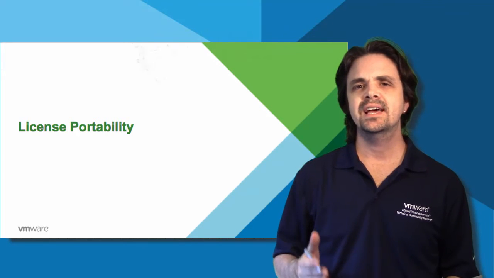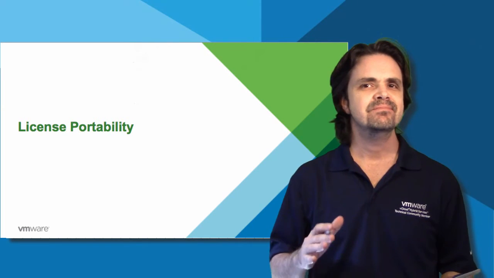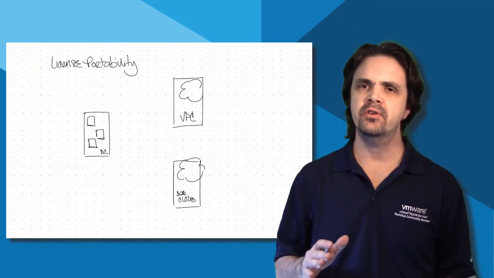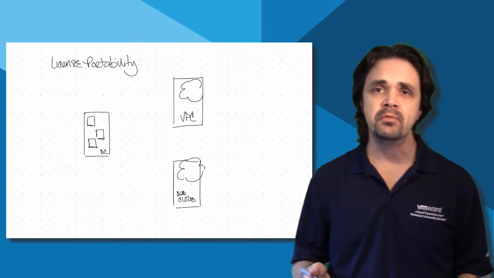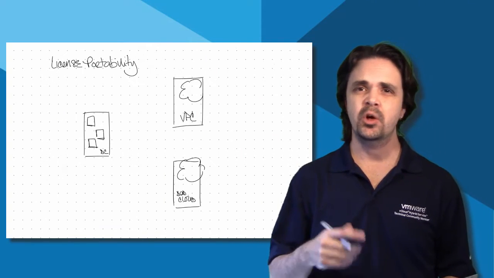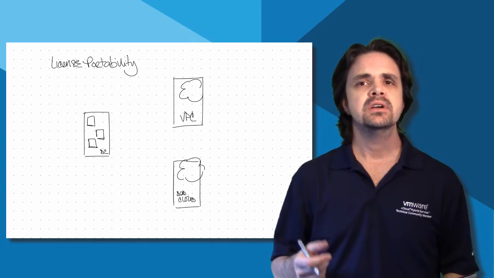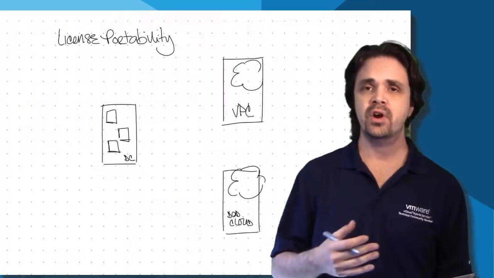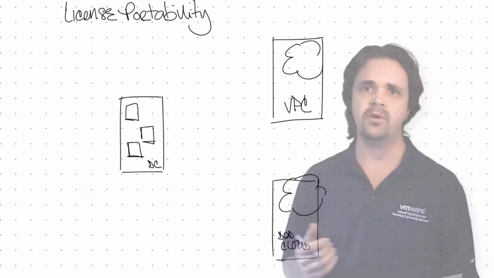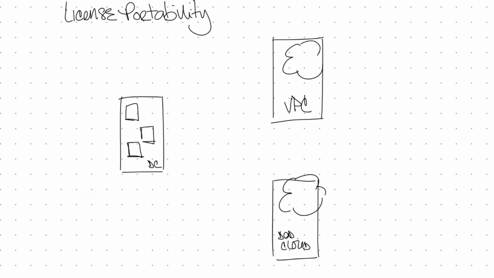So if we want to look at license portability, a lot of people get very, very confused about this. So hopefully this whiteboard will help clear that up. Let's assume that we have our primary data center over on the far left. Now, the two diagrams that I have to the right show a virtual private cloud instance of vCloud Air, and the bottom shows a dedicated cloud instance.